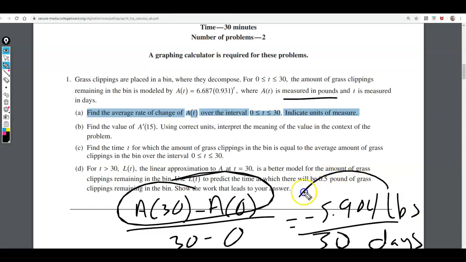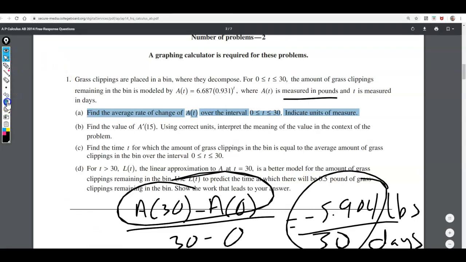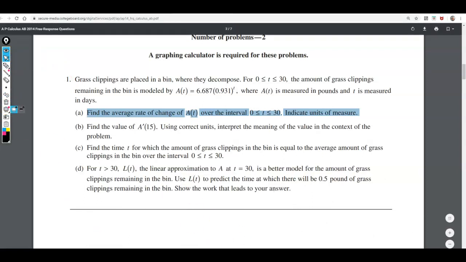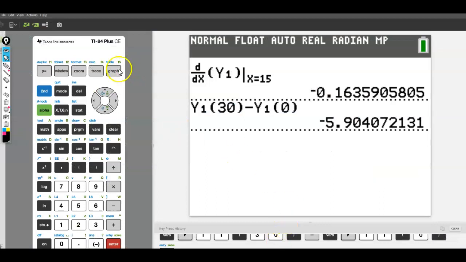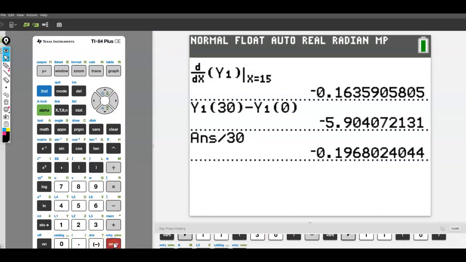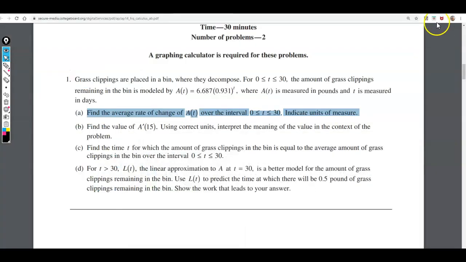Okay, so now what we're going to do is we're going to go ahead and actually just solve this. Negative 5.904 divided by 30, but I'm not going to use negative 5.904. I'm going to actually use the number that was on my calculator. We don't want to round until we get to the very end. So we're going to take the answer that we just had there and we're going to divide it by 30, and we get that. My final answer is going to be negative 0.197 pounds per day.